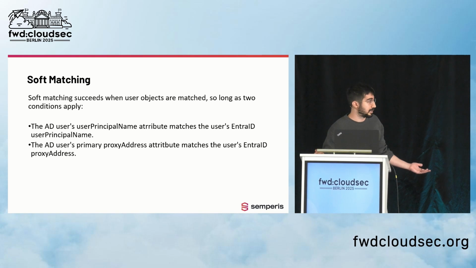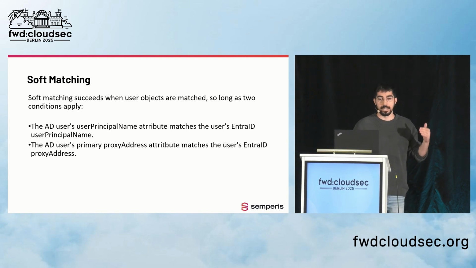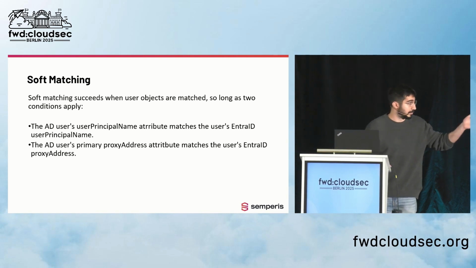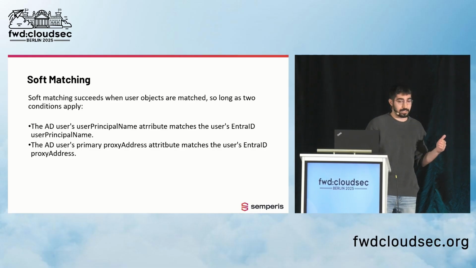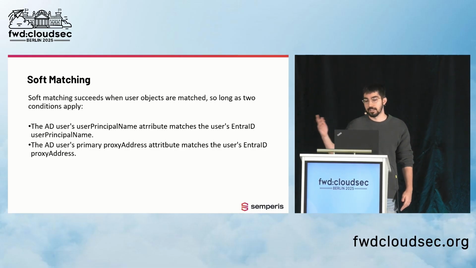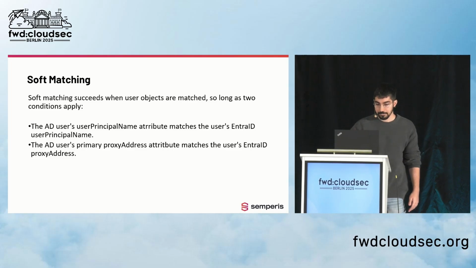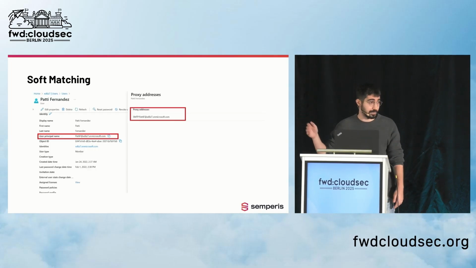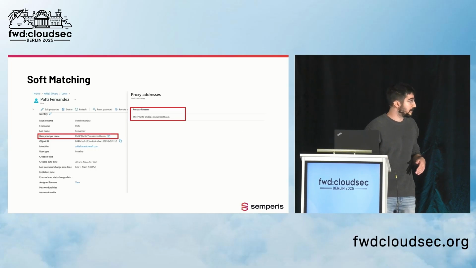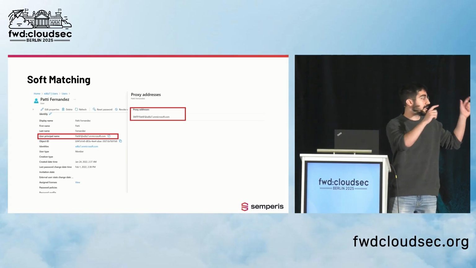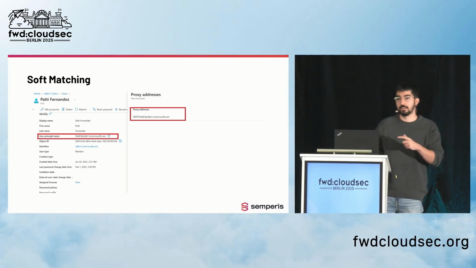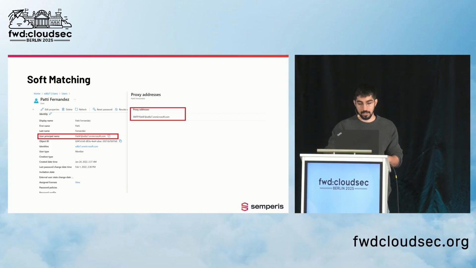And the matching is pretty simple. If we have an AD user with the user principal name, we need to match it with the user's user principal name in Entra ID, and the AD user's primary proxy address needs to match the one in Entra ID as well. And if we look at Perry Fernandez, which is a very popular account in Identity Talks, we can see that the user principal name just exists over there, and we have the proxy address, and we need to copy them and match them with the on-prem account.